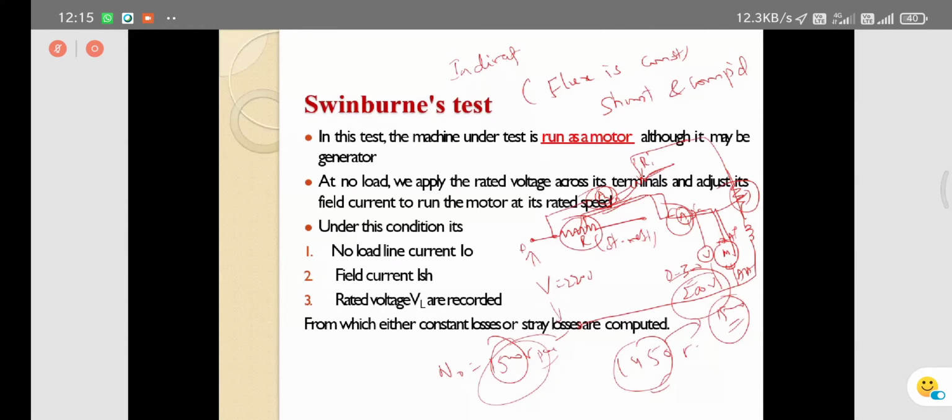As I told you, Eb is proportional to N. When you get the rated speed, you get the rated voltage. So here also you get 220 volts as the rated voltage and the rated speed.